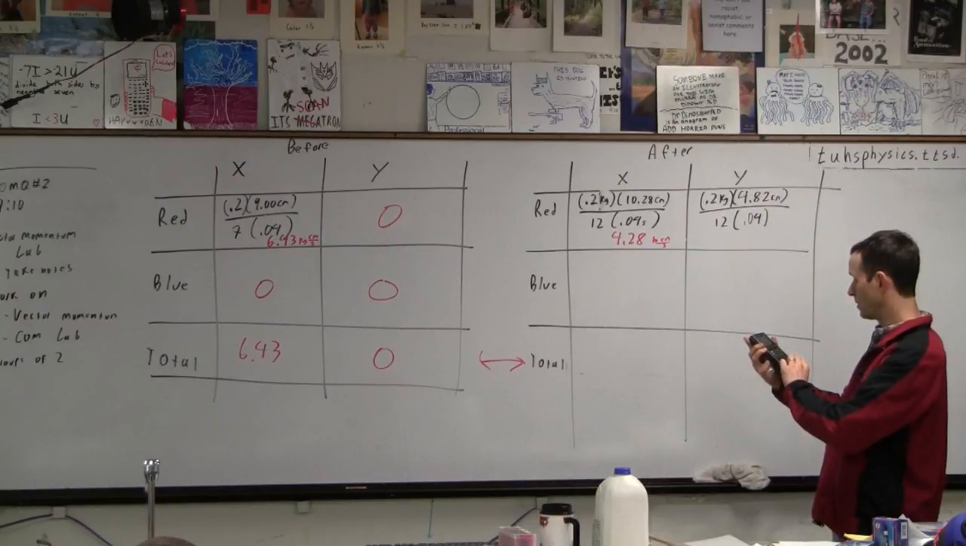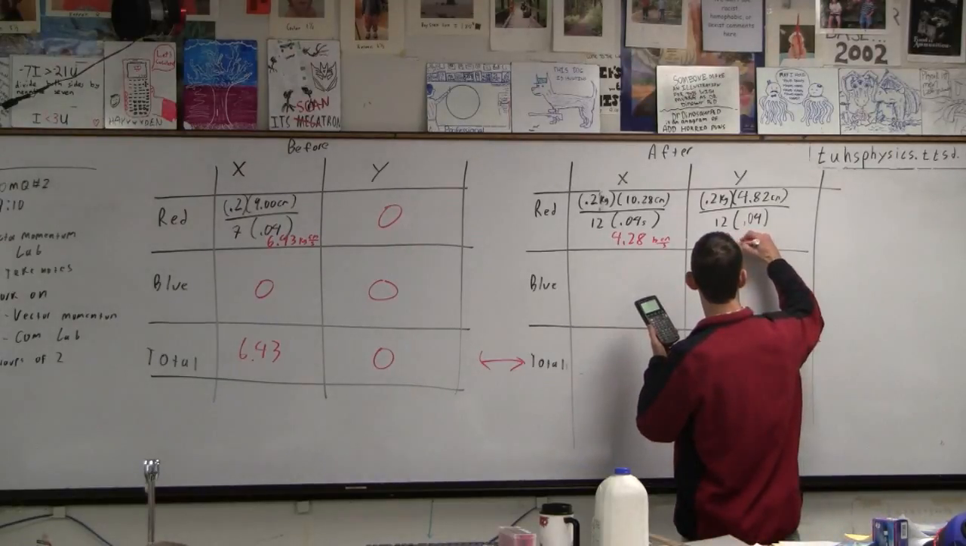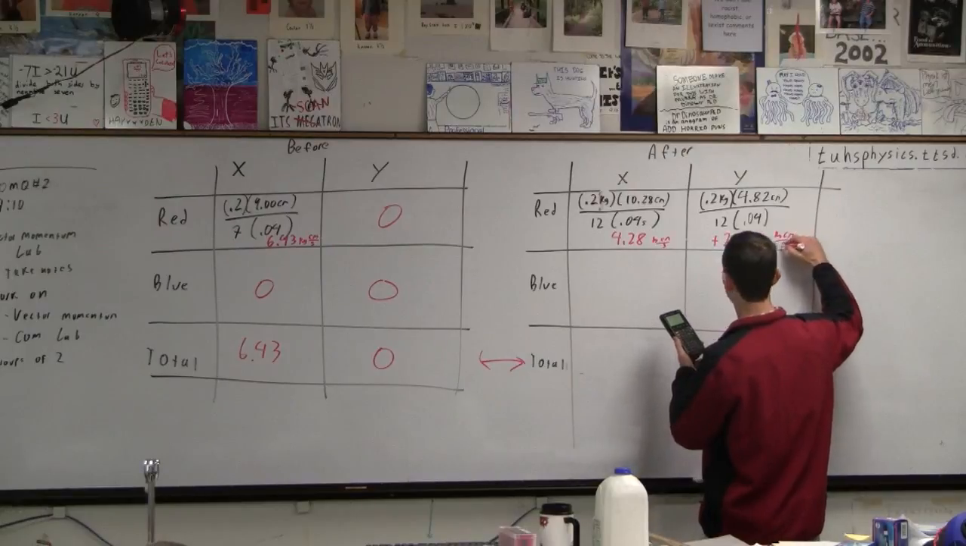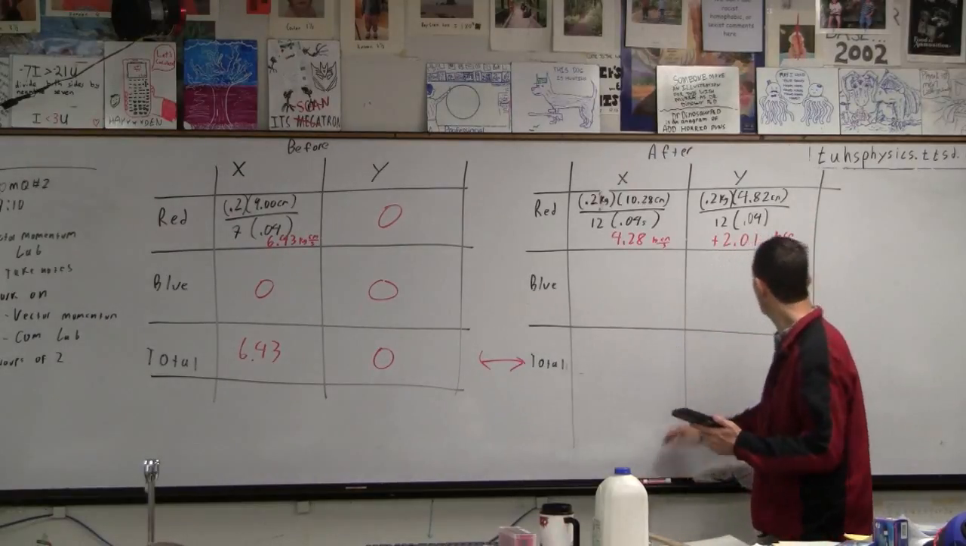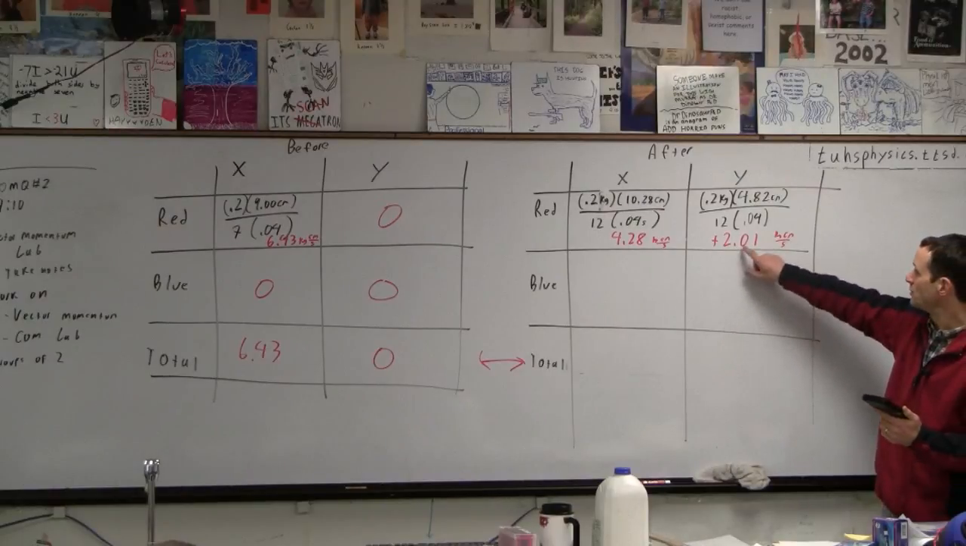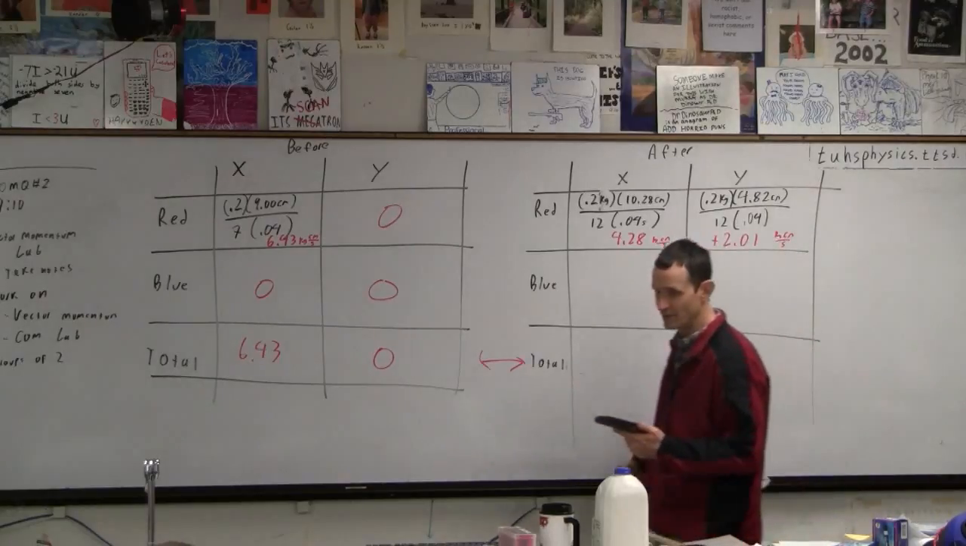4.82, and I get 2.01. And that's positive, and that's kilograms, centimeters per second. Now, what do we suppose that this momentum is going to be? We think it's going to be negative 2.01 because we know they have to add to 0. And that's kind of foreshadowing a little bit there.